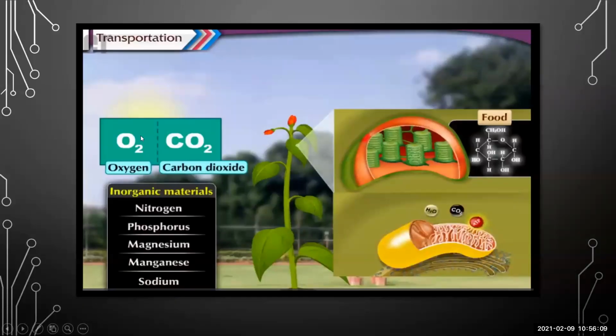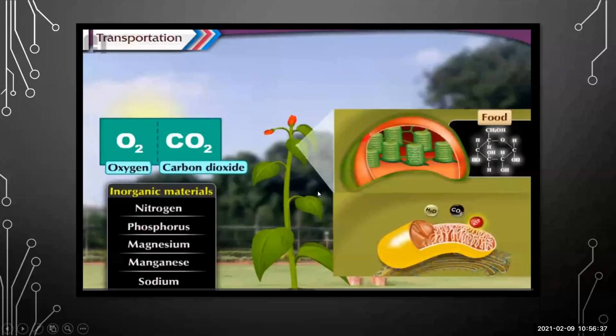Plants take in carbon dioxide and give out oxygen. Along with that, inorganic materials are also required by the plants. Those are nitrogen, phosphorus, magnesium, manganese, and sodium. Here we can see in the picture, these are the mitochondria, the powerhouse, and they are also present in the cells of the plant, so that they will store the energy.